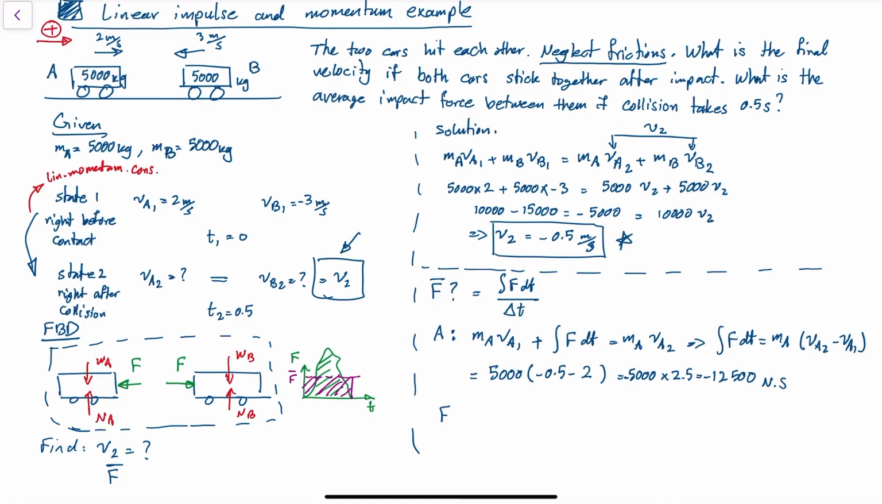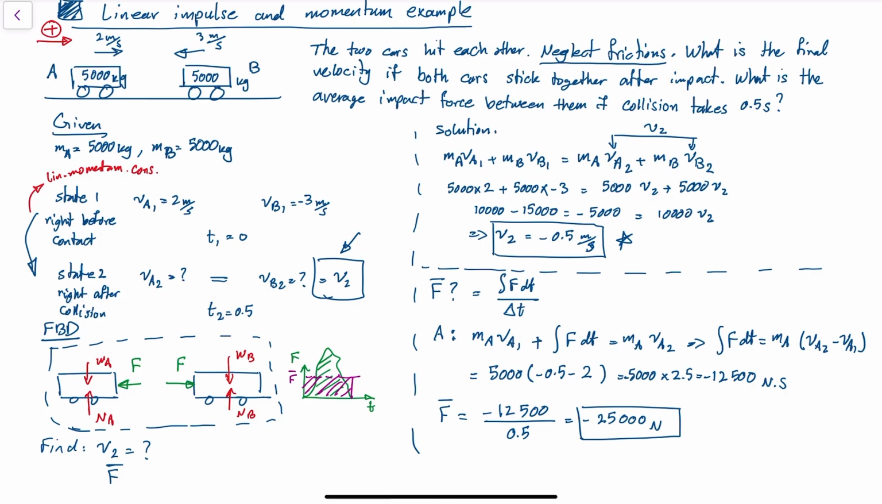And finally, F bar is this total impulse, minus 12,500, divided by the time that has taken to get there, half a second, and that is how much? Minus 25,000 newtons. So that is the average amount of force throughout that half a second collision time. 25 kilonewtons. Okay, that actually is a good number.